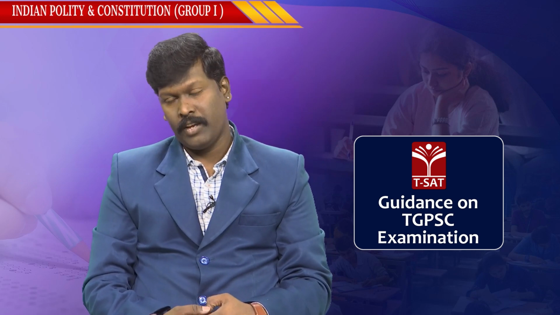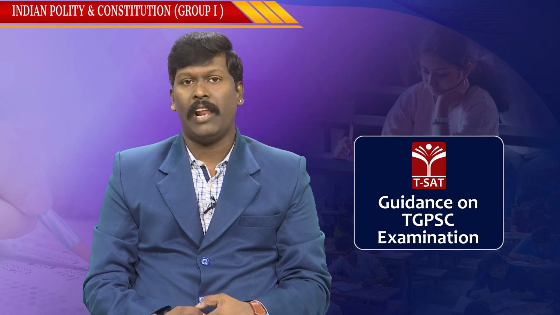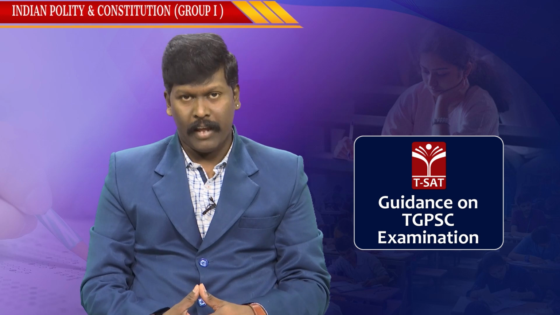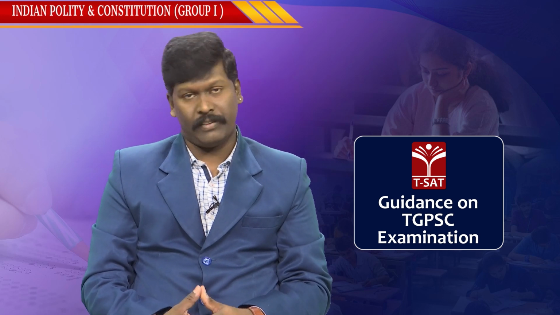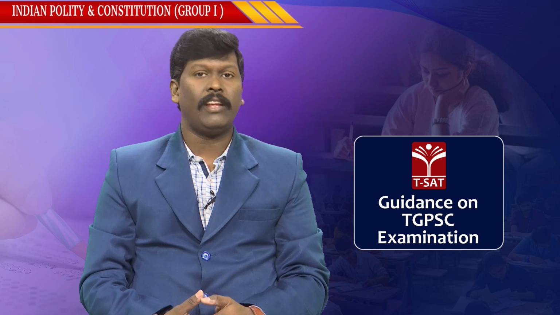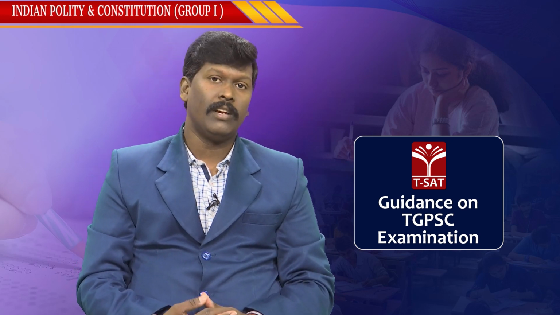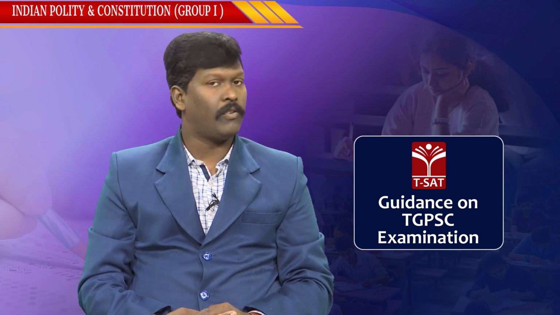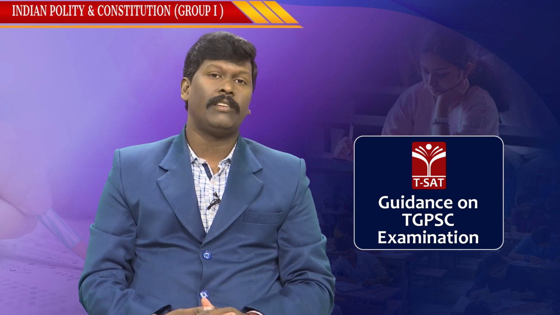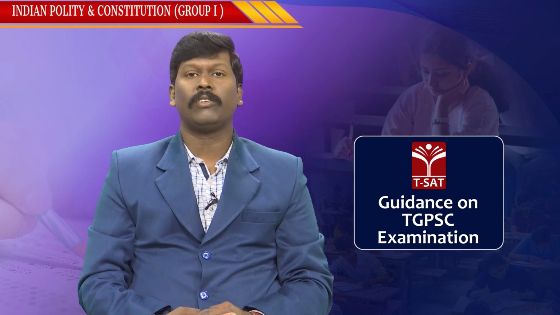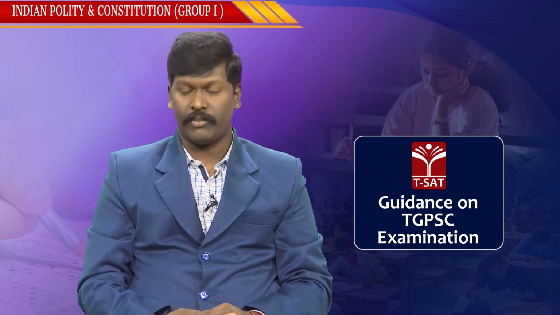As part of the TSPSC Group 1 Mains series, in the last class we started Chapter 5 of Indian Polity and Constitution. In the last class, we discussed Panchayati Raj institutions and municipalities, and saw the evolution as well as the 73rd and 74th Constitutional Amendment Acts and their features.